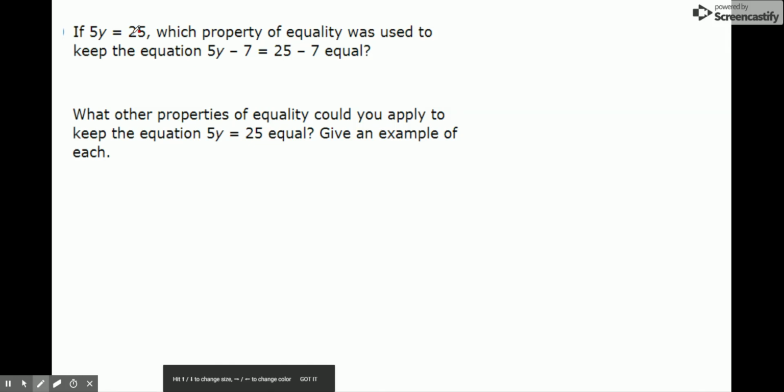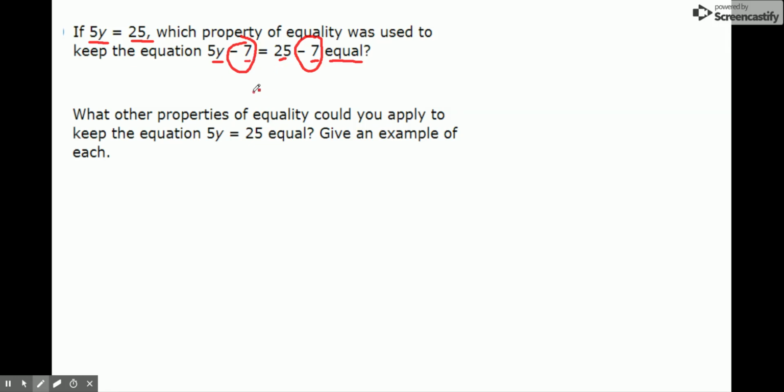If 5y equals 25, which property of equality was used to keep the equation 5y minus 7 equals 25 minus 7 equal? So we're looking at properties of equality, and that just means that this equation was changed from 5y equals 25 to 5y minus 7 equals 25, but then it was 25 minus 7 too. So on both parts of the equation, on both sides of this equal sign, they subtracted 7.